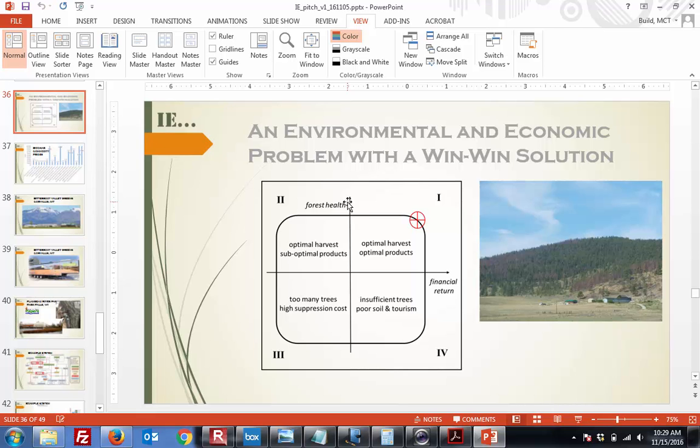The forest is healthier when the harvest is optimal. You're taking just enough trees. You're not taking too many, not taking too few. Versus down here, there are two different ways for the forest to be unhealthy. Too many trees versus not enough trees, right? So somewhere in the middle is Goldilocks. It's just enough. Okay, but then let's look at the financial return.